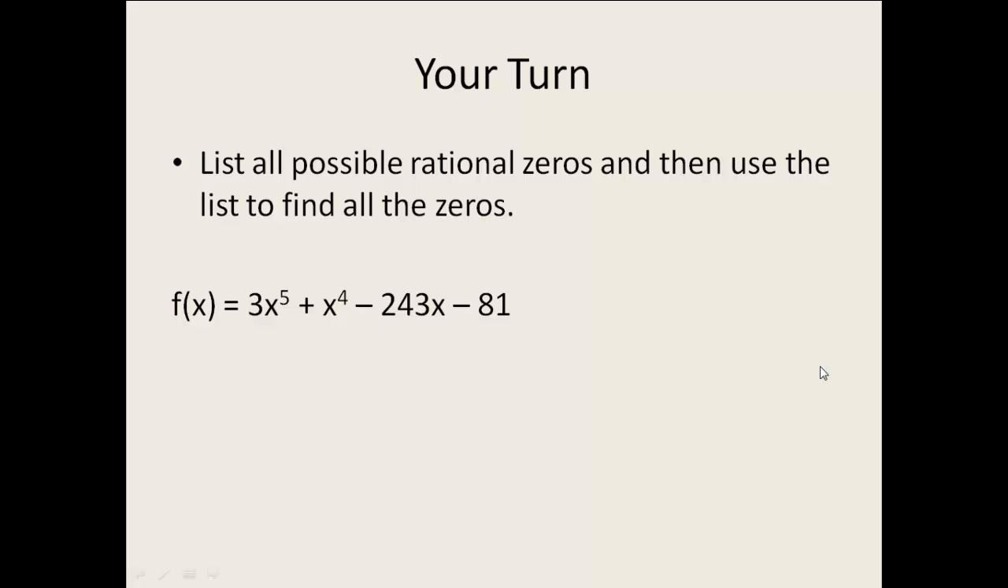Okay, see if you can do this one. List all the possible rational zeros and then use the list to find all the zeros.